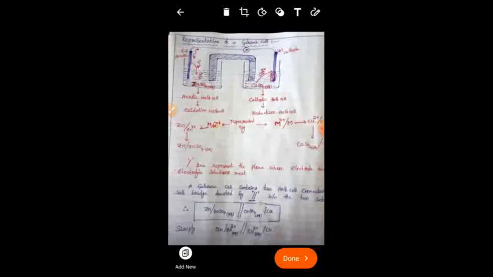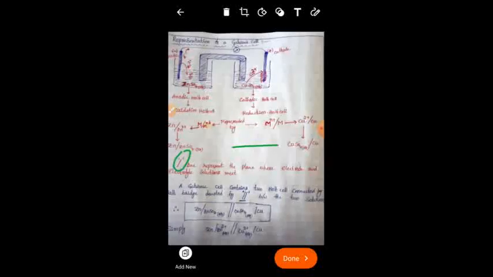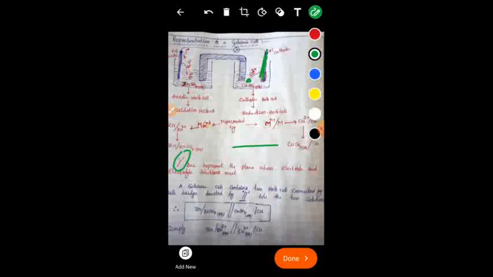What is this vertical line? This vertical line represents the intersection between the electrode and the electrolytic solution. It is the plane where the electrode and electrolytic solution meet. The plane where electrode and electrolytic solution meet is represented with a slash or a vertical line.